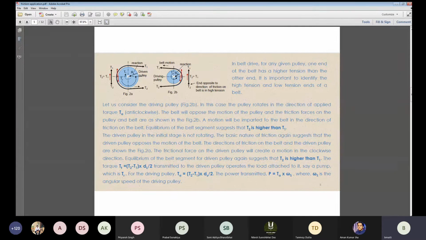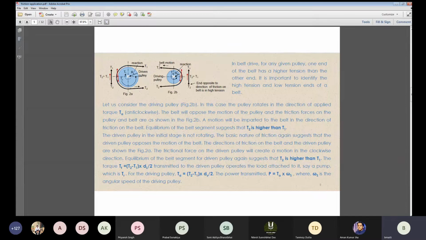So the moment the belt is stationary, mind you, when the stationary belt touches this particular pulley, what will be the friction onto the belt? It will be in the upward direction. Obviously, because this will be opposing the motion, on the pulley it will be downward. So the belt itself will get a reaction, I mean friction, in the upward direction.